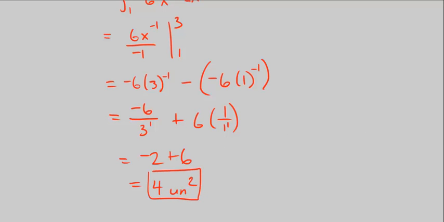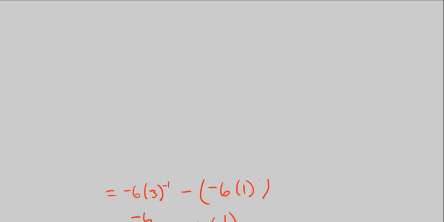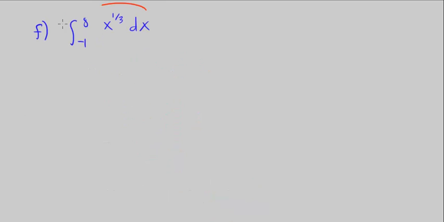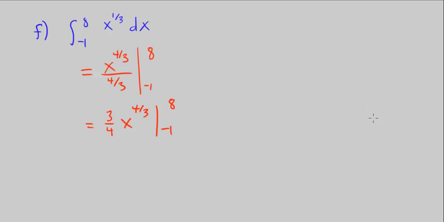All right. Let's go on to part F. Part F, we have a simple definite integral. So we add 1 to the power, that's 4/3. Divide by 4/3, go from negative 1 to 8. Okay. I can put this in the front. I'm going to rewrite this. That's 3/4, right? Because if I multiply by the fraction, I take the reciprocal. X to the power of 4/3 from negative 1 to 8.